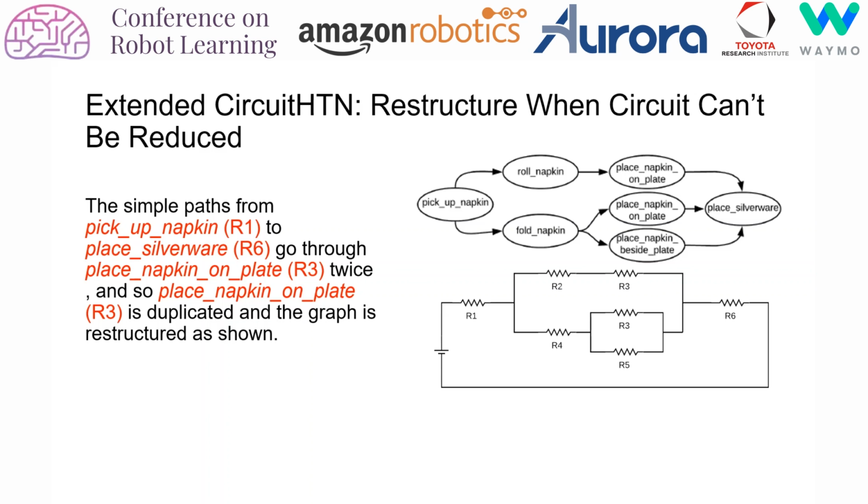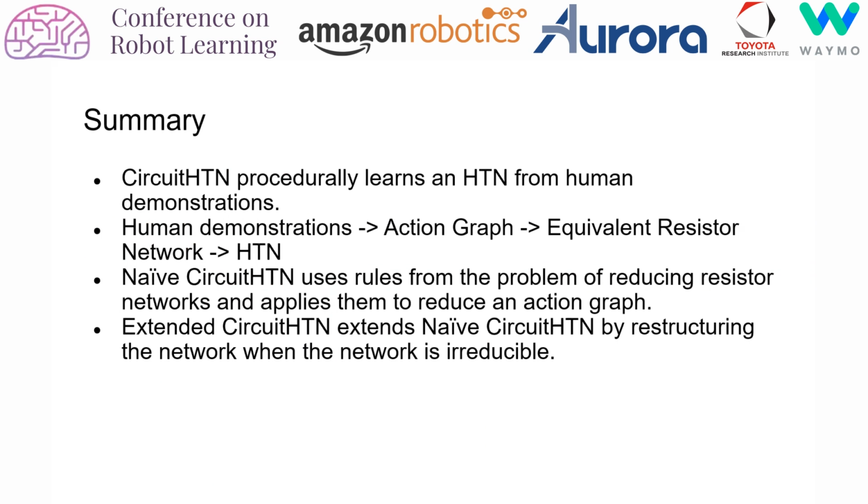or in series. In summary, CircuitHTN procedurally learns an HTN from human demonstrations. We convert the human demonstrations to an action graph, then to the equivalent resistor network, and then finally to an HTN. Naive CircuitHTN uses rules for the problem of reducing resistor networks to reduce the action graph. Extended CircuitHTN extends naive CircuitHTN by restructuring the network when the network is irreducible under certain circumstances.